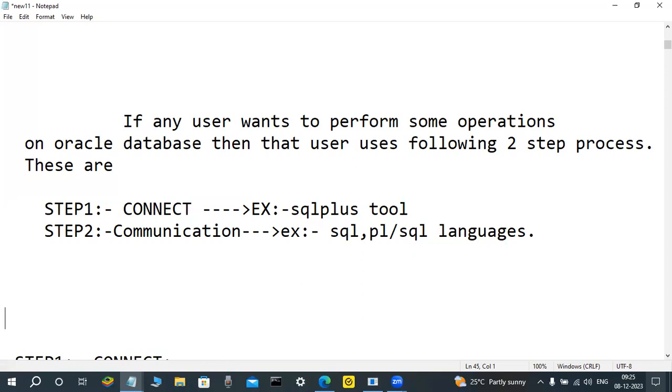These are the steps. Step 1, connect. Example, SQL Plus tool.